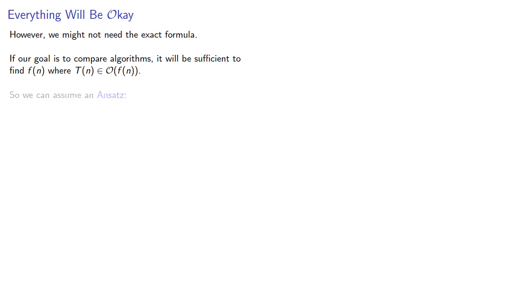However, we might not need the exact formula. If our goal is to compare algorithms, it will be sufficient to find f(n) where T(n) is big O of f. So we can assume an ansatz, a form of f(n) that might be suitable.